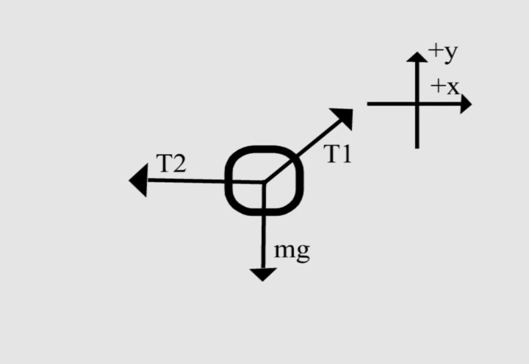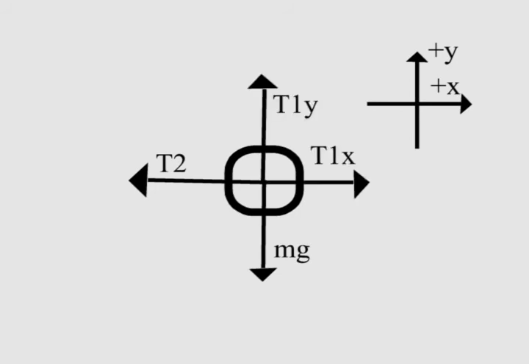Just like the last example, we can't use tension 1 in its current state, and we have to break it up into its components. Once again, using some geometry and trigonometry, we can determine that T1 in the y direction is T1 sine theta, and T1 in the x direction is T1 cosine theta. And with that, we're done with our free body diagram and are ready to move on to the rest of the problem. And now we're going to move on to our last example.